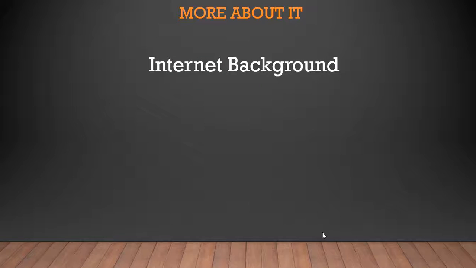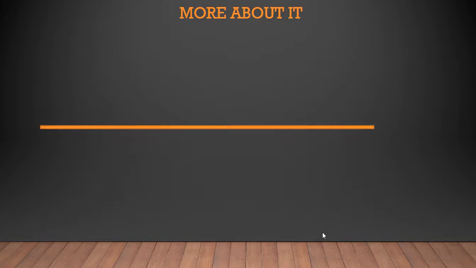So, more about it. I'm going to have to tell you a little bit of internet background. The internet essentially is a wire. It's simply a wire, and it's usually underground. Most people think of the internet as a cloud floating in the sky, but that's not what it is. It's really just a wire that transmits information back and forth.